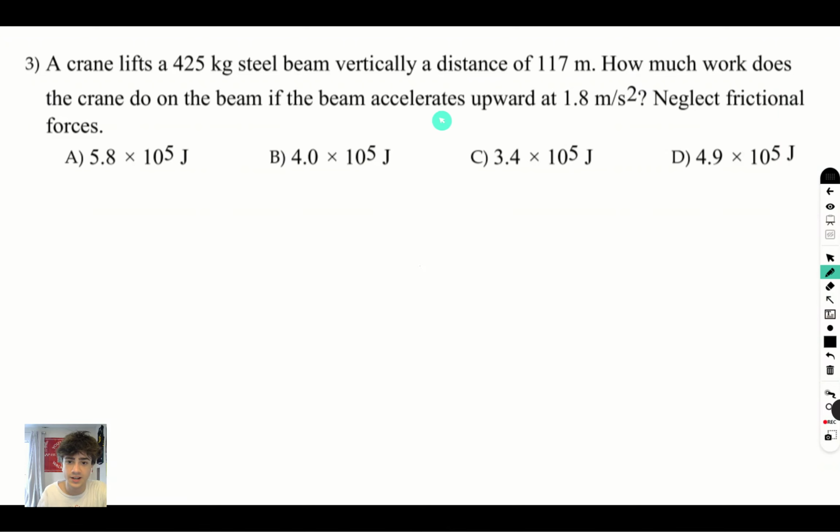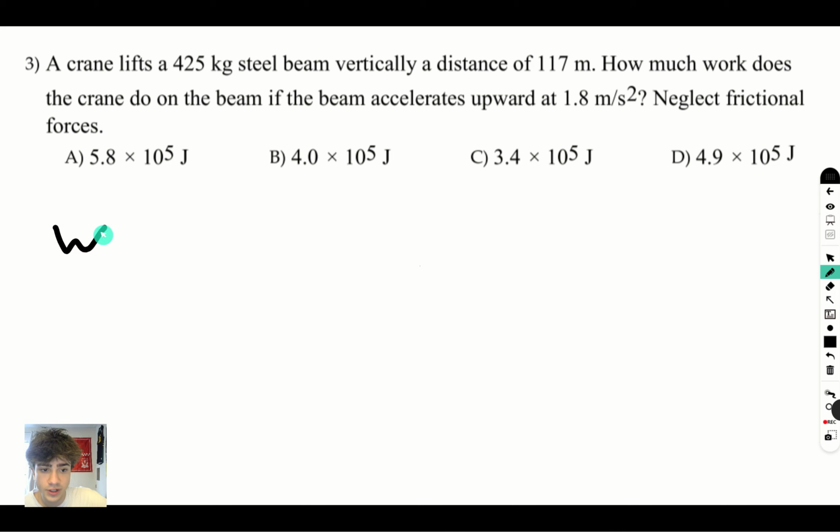Today we're looking at another work problem, so let's just get straight into it. The prompt reads, a crane lifts a 425 kilogram steel beam vertically a distance of 117 meters. How much work does the crane do on the beam if the beam accelerates upwards at 1.8 meters per second squared? Neglect frictional forces.